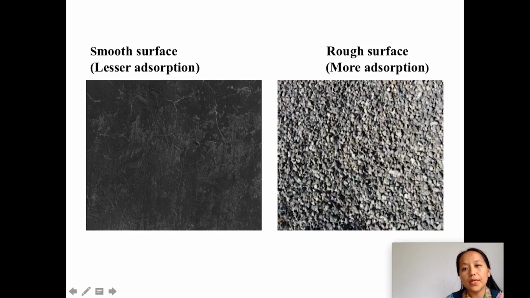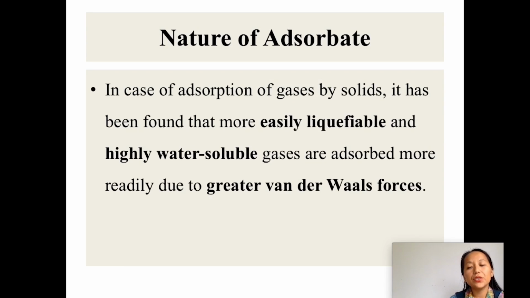Now the next one is the comparison between the smooth surface and the rough surface. In the case of a rough surface, all these burrows provide surface area for adsorption, whereas in the case of a smooth surface, there are no burrows, so it has less surface area compared to the ones which have a rough surface. Now let us look at the nature of the adsorbate.